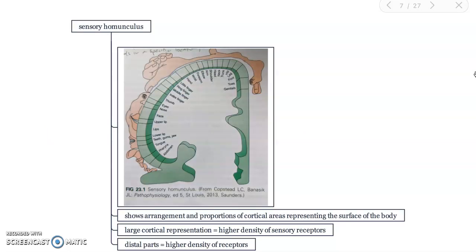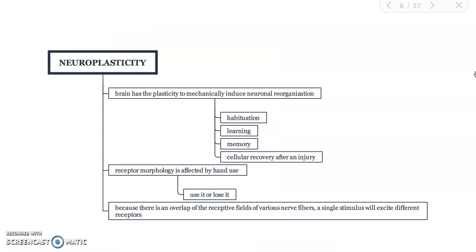So this is a picture of the sensory homunculus. It shows the arrangement and proportions of cortical areas representing the surface of the body. Large cortical representation, like you see in the picture, shows where there's a higher density of sensory receptors. The distal parts of you, so your fingers and your hands, have a higher density of receptors.